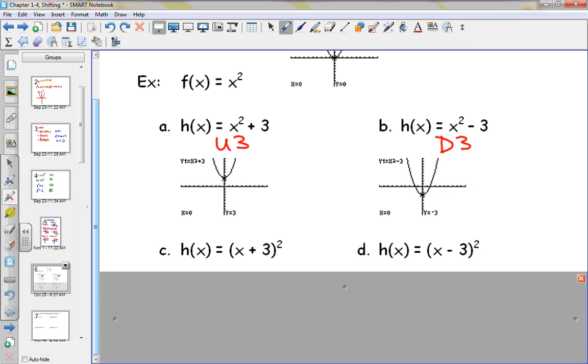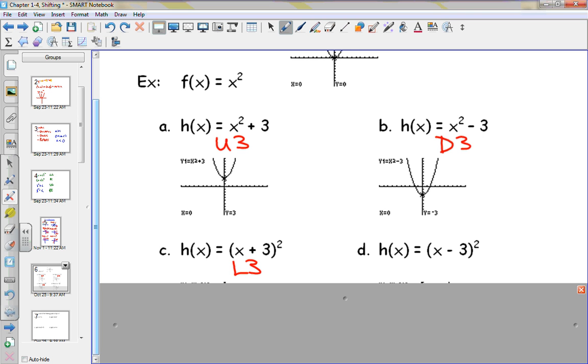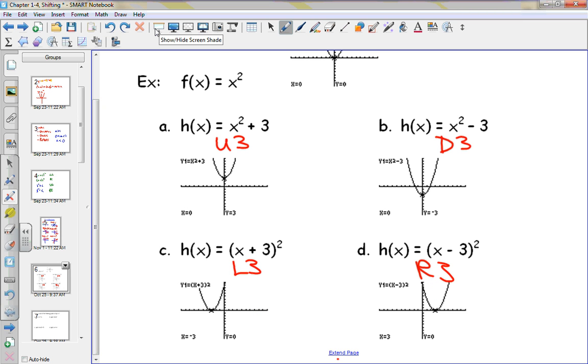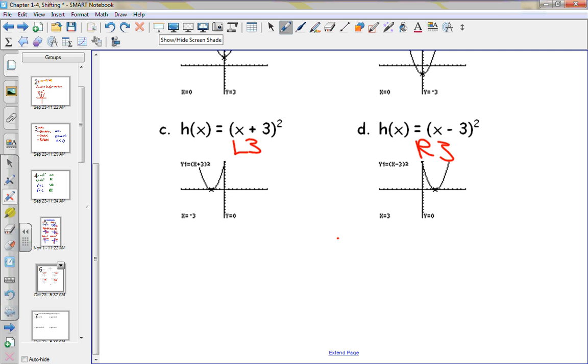Okay, moving right along. How about this one? What's happening to this one? It's plus 3, so your instinct is saying that it goes to the right, but it's not going to the right. It needs to go to the left 3 units. And how about this one right here? It's going to the right 3 units. And again, you can look at the graph to determine all of that too. Do we all see that, yes or no?